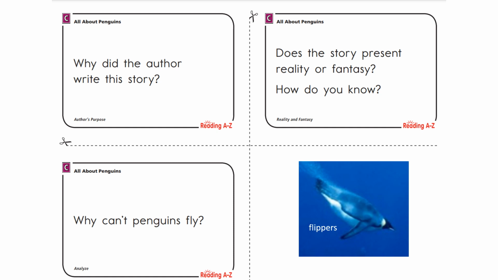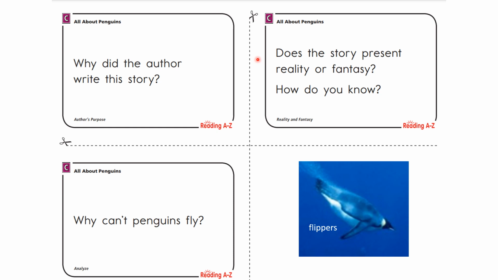Was the author trying to persuade you to do something? Was the author trying to give you information, inform? Or was the author trying to entertain you, make you laugh? If you said the author wrote this story to inform you, you are correct. Does the story present reality or fantasy? How do you know?